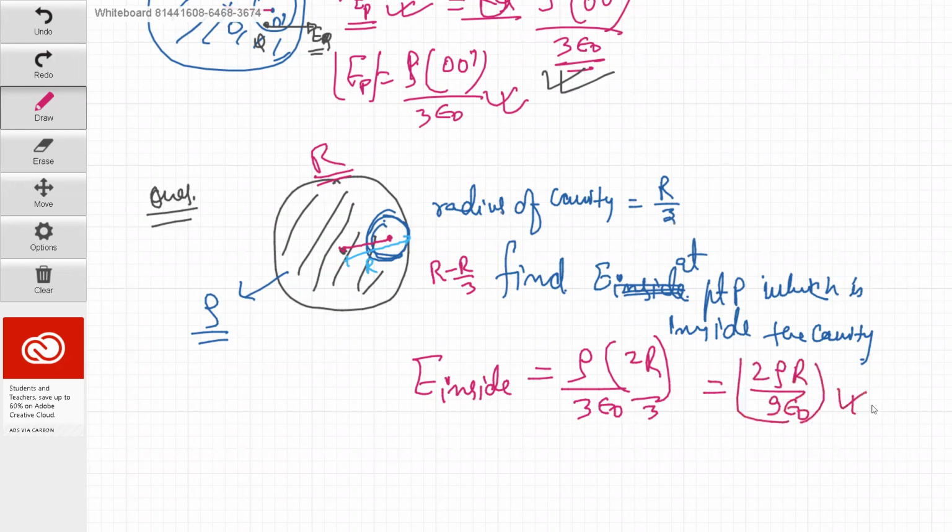So this becomes a single-line question after studying this concept. Its direction will be along the line joining the centers, the center of the sphere and the center of the cavity.